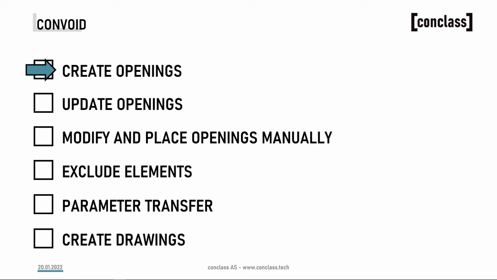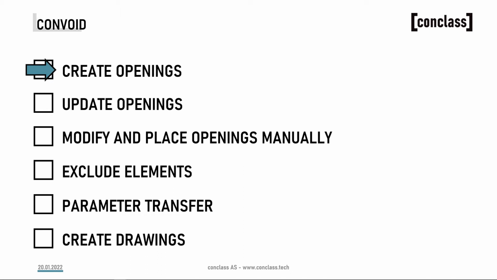First, I will demonstrate how to create openings. After that, I will show you how to update openings. The next topic is how to modify and place openings manually. After that, I will explain how you can exclude elements from the conVoid process. Then I will show the parameter transfer and finally how to create drawings. The coordination and approval process will be demonstrated in the upcoming webinar for architects and structural engineers.